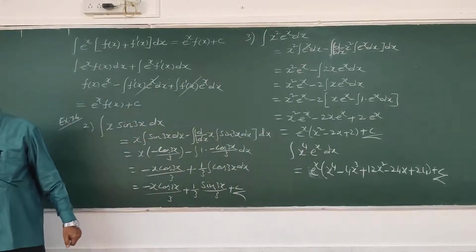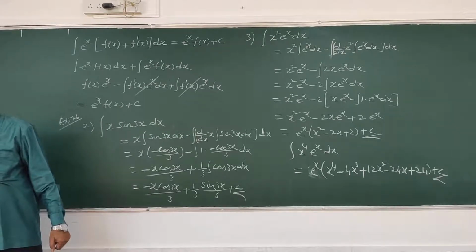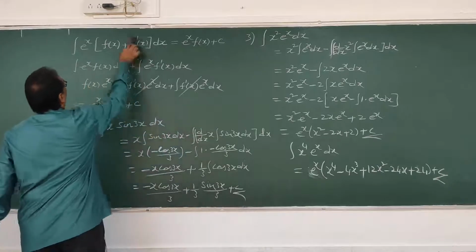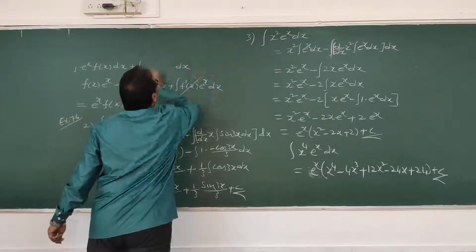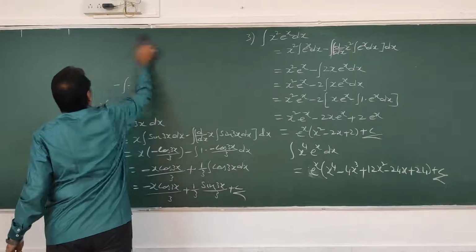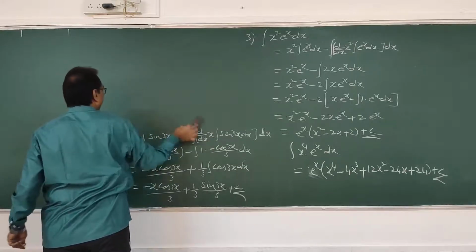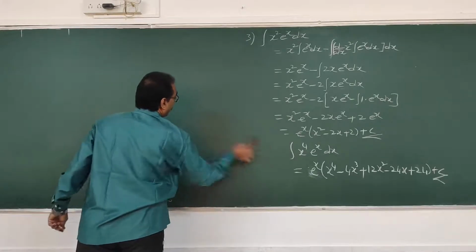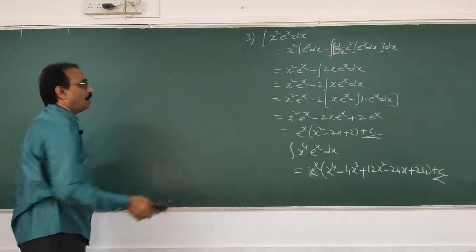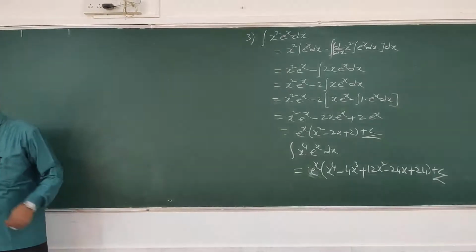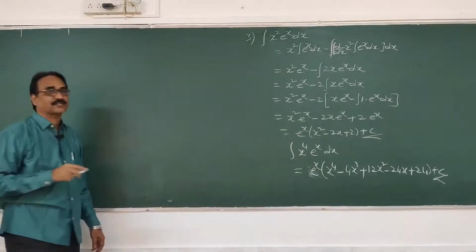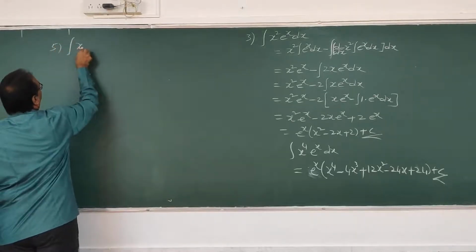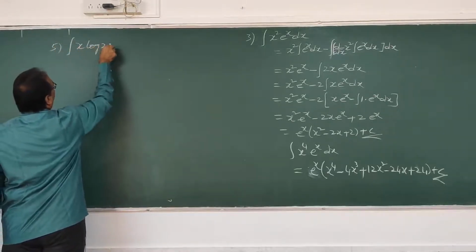That is problem number 4. Problem number 4 you do as homework and we will do problem number 5 now. So what is problem number 5? Let us see. Problem number 5 is integral x into log 2x dx. I will write problem number 5 here: integral x into log 2x dx.